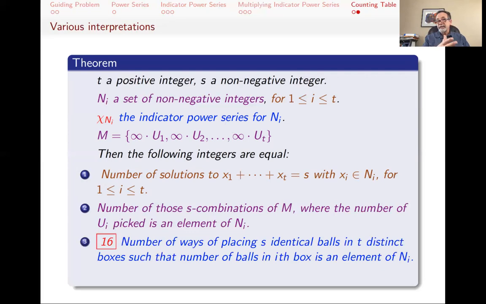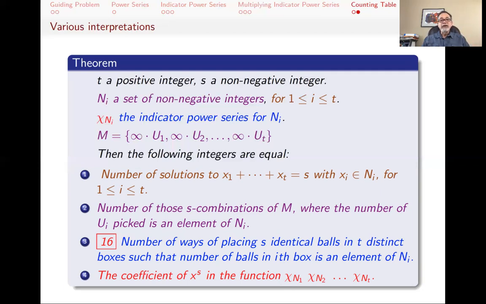And the third thing is the entry 16 in our counting table, which we just talked about, is the number of ways of placing s identical balls in t distinct boxes, such that the number of balls in the ith box is an element of that set Ni. So in the first box, we get a number that's in N1, the second box, a number that's in N2, and so forth. And finally, the new kid on the block, is that this is also the coefficient of x to the s in the function chi N1 times chi N2 times chi Nt. So the product of those indicator functions.